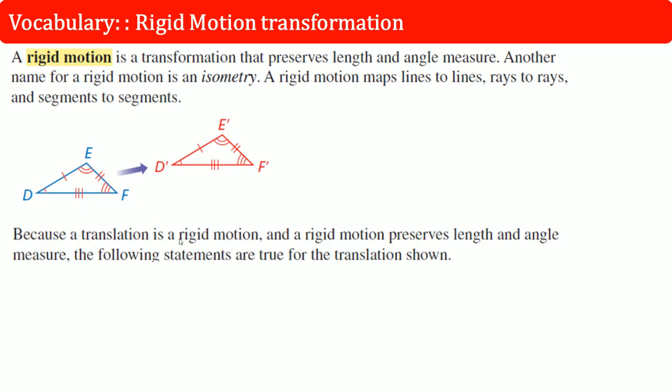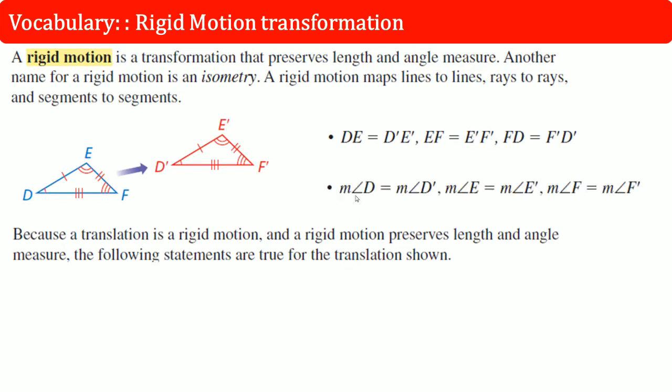Because a translation, which is a slide, is a rigid motion, and a rigid motion preserves length and angle measurement, the following statements are true for the translation shown. Line DE is congruent to D prime E prime. EF is congruent to E prime F prime, and so on, as well as the angles. Angle measurement D is congruent to angle measurement D prime. Angle measurement E is congruent to angle measurement E prime, and so on.